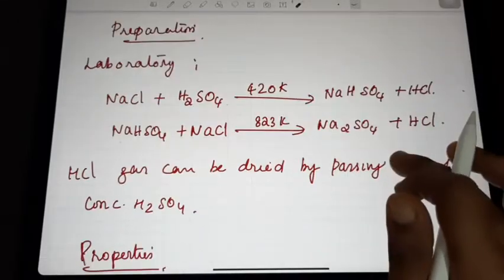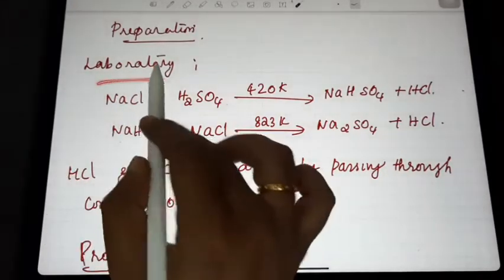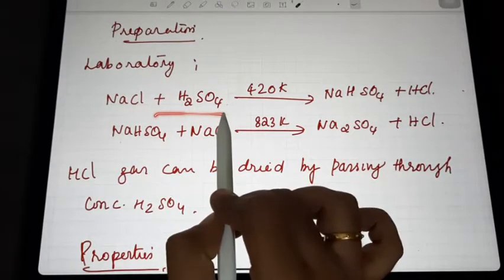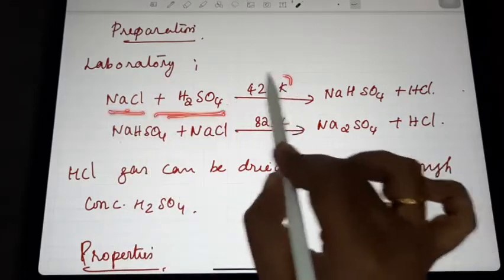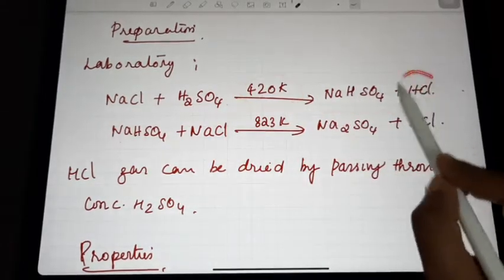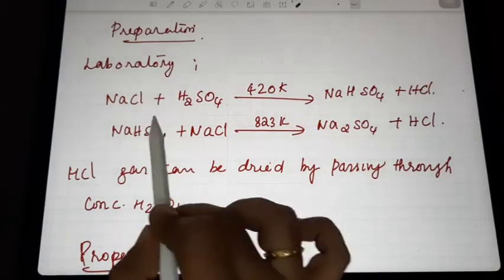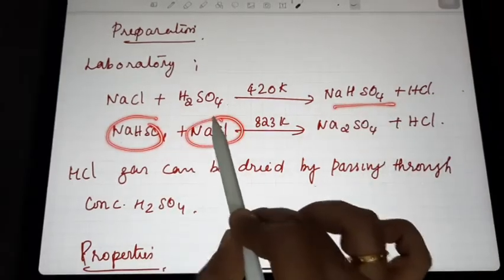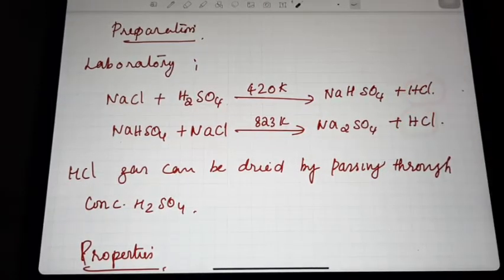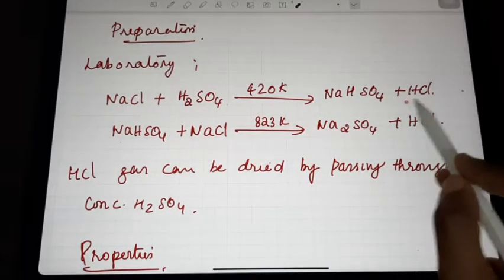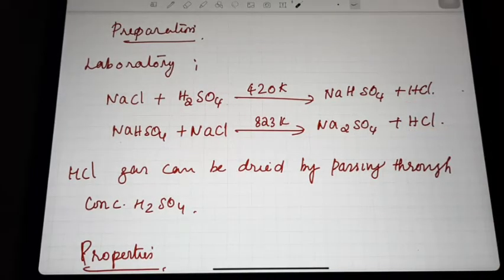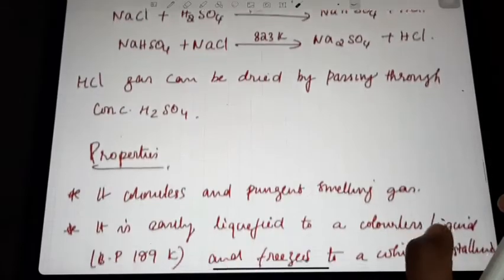Okay, now we can discuss the preparation. First, laboratory preparation. For that we are using common salt and H2SO4, as Glauber did. NaCl plus H2SO4 at a temperature of 420 Kelvin results in NaHSO4 and HCl. HCl is the needed one. Then this NaHSO4, when we treat it with NaCl again, you will get Na2SO4 and HCl. So hydrochloric acid can be prepared in this way in the laboratory. Once this HCl is formed, any water content can be removed by the dehydrating agent, concentrated H2SO4.